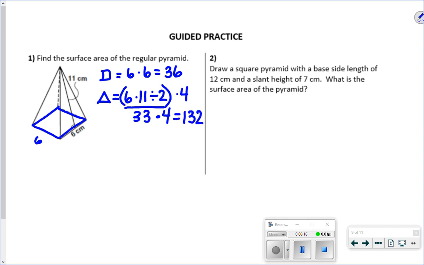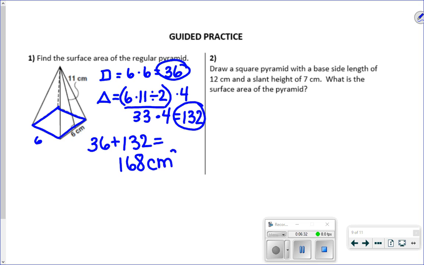My last step here is to add my two areas together. Those are the numbers I need. So 36 plus 132. My final surface area will be 168 centimeters squared.